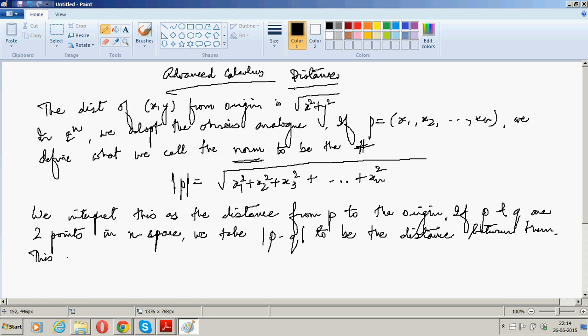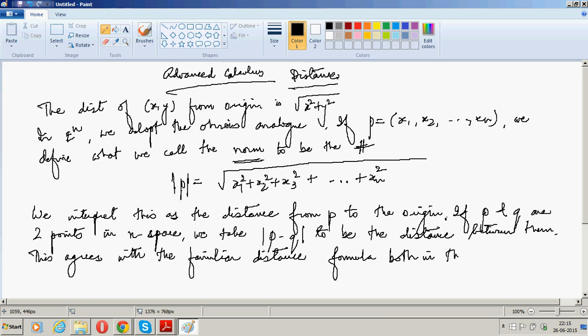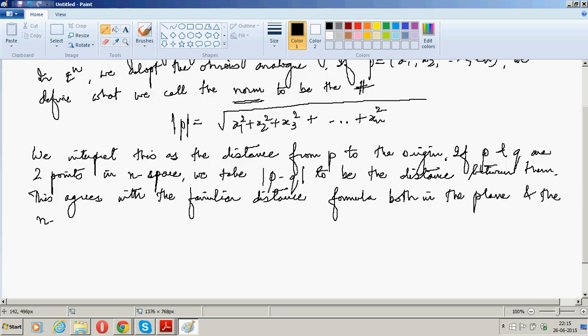This agrees with the familiar distance formula, right? Yeah. Both in the plane and the n space.